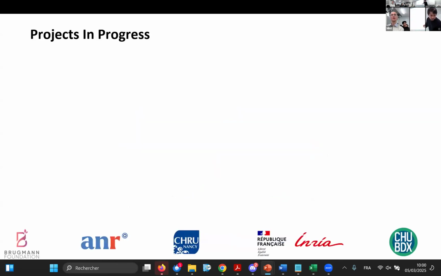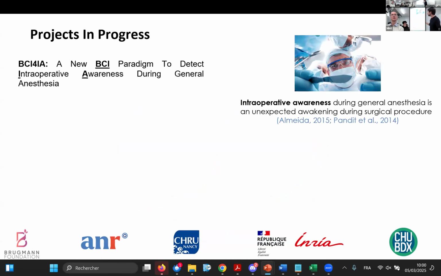So now we use this kind of interface based on median stimulation for two different applications. The first one is to try to detect intraoperative awareness during general anesthesia. So it was the topic of my thesis.